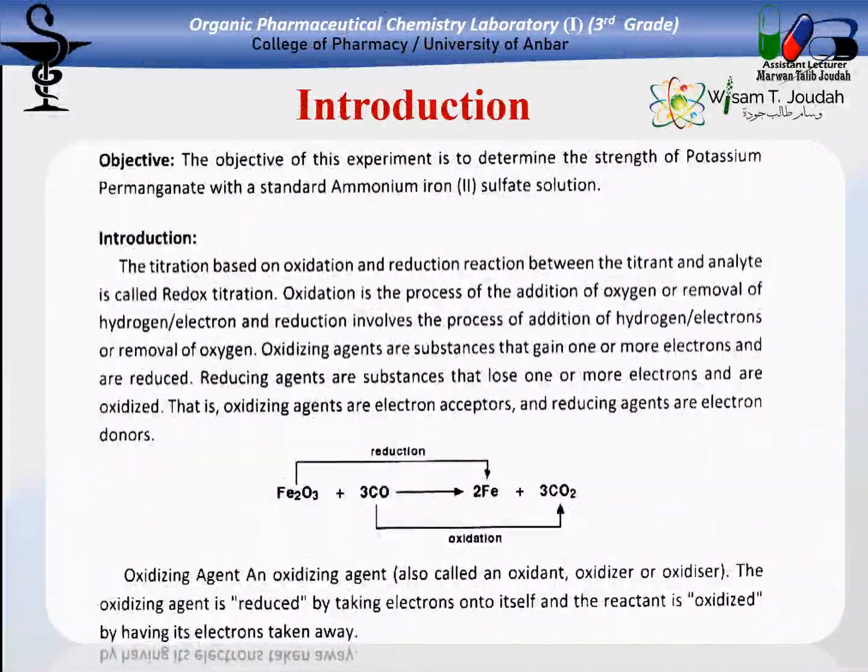The aim, or objective, of this experiment is to determine the strength of potassium permanganate with the standard ammonium iron sulfate solution, or as known, Mohr salt. اللي تعرفون Mohr salt, and we've had an experiment with it, and we prepared it. Okay, we synthesized the Mohr salt, and today we will be mixing them up and see which one will act as an oxidizing agent and which one will be acting as a reducing agent.